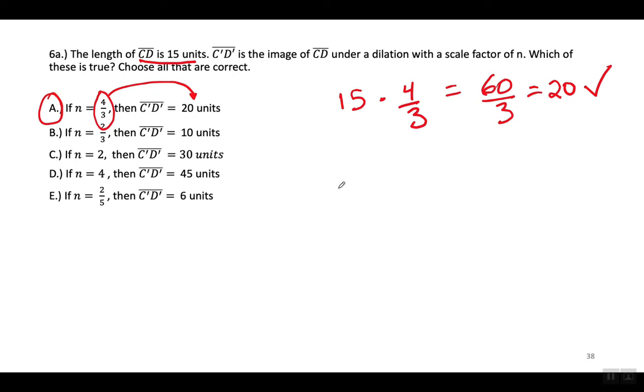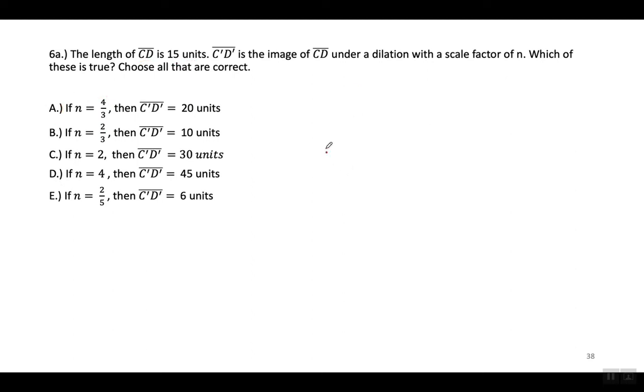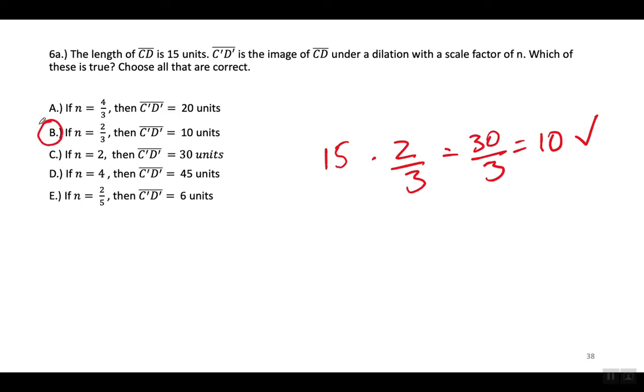The second one, if I multiply 15 times 2 over 3, that would equal 30 over 3, which equals 10. So the second one is also correct.